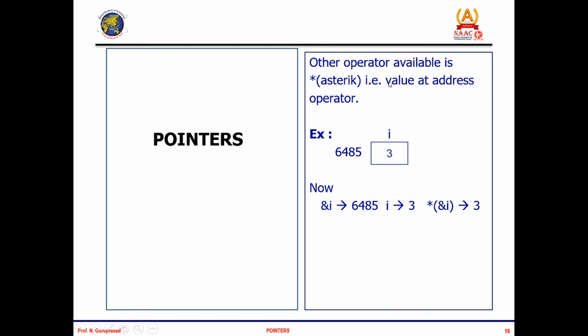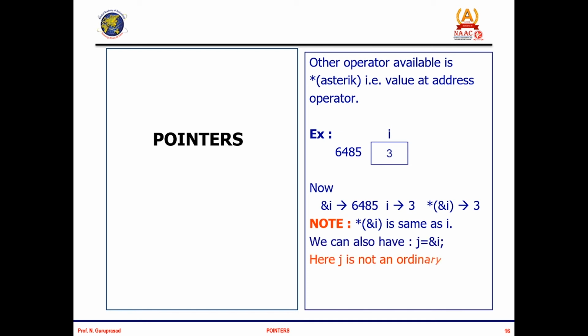That is why it is called the value at address operator, right? So what is the value at 6485? 3 itself. So star of ampersand of I is 3, and hence I make the statement that star of ampersand of any variable is the variable itself. You agree? Star of ampersand of any variable is the variable itself. That's why I have written star of ampersand of I is same as I.